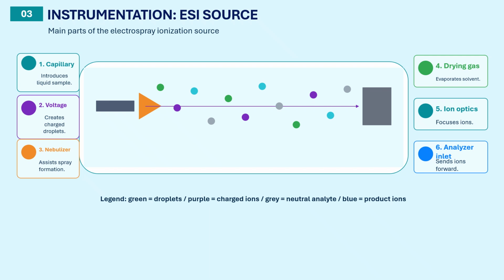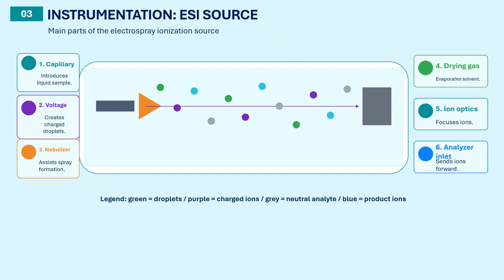This is the most important step in electrospray ionization because the high voltage helps convert the liquid sample into charged droplets. Third is the nebulizer. The nebulizer helps in spray formation. It assists the liquid sample in breaking into very small droplets. In simple words, the nebulizer supports the formation of a fine and stable spray, so the ionization process becomes more efficient.